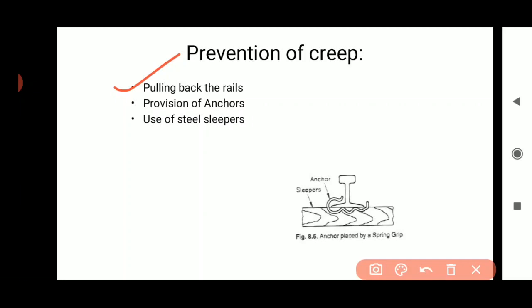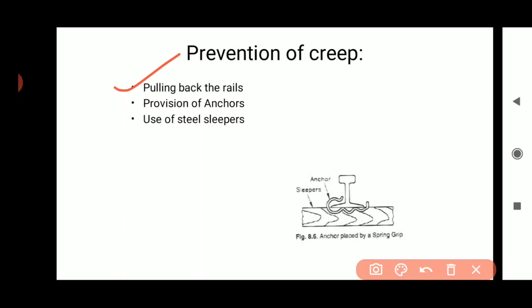Okay, so pulling back the rail is a very slow and tedious process and is only possible when a small length is involved. As pulling back of the rail is a very slow process, we will apply this method only if a small length of movement has occurred. In that case only we will go for pulling back of the rails.